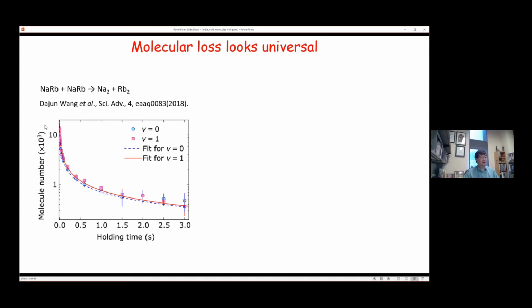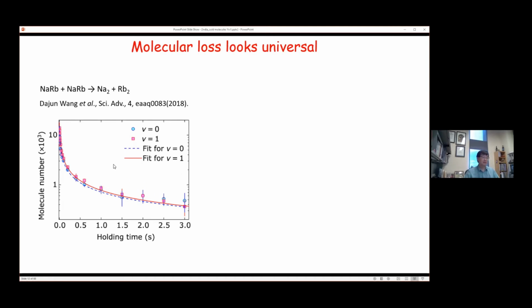What's really surprising is that in Dajun's group, when he prepared these molecules in the ground vibrational state, or the first vibrationally excited state, what they observed, as you can see in the data, is that the two-body loss rate follows exactly the same manner. Whether you are V equals 0 or V equals 1 hardly matters in this particular case, indicating there's some very universal process going on for this ultracold chemical reaction.